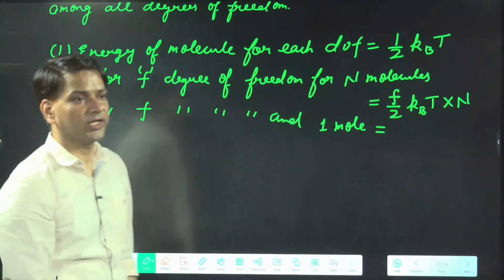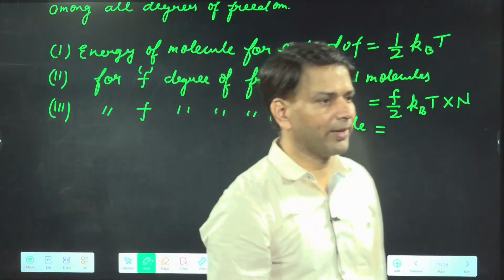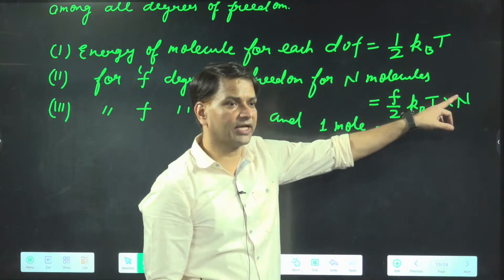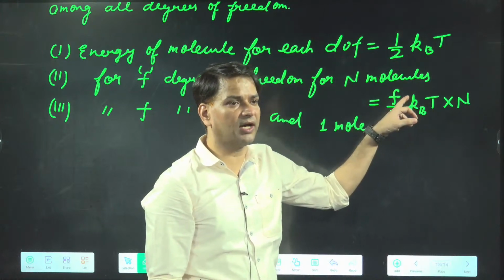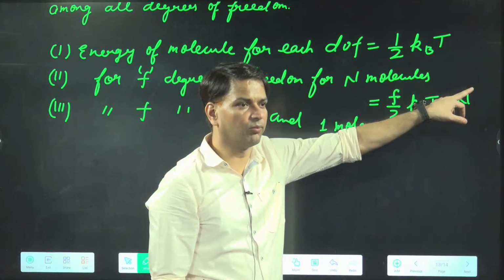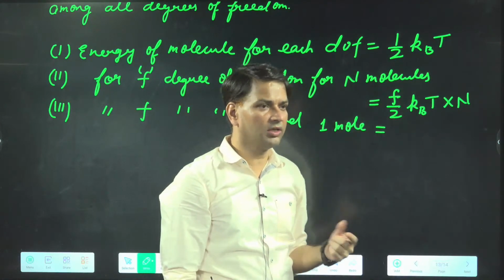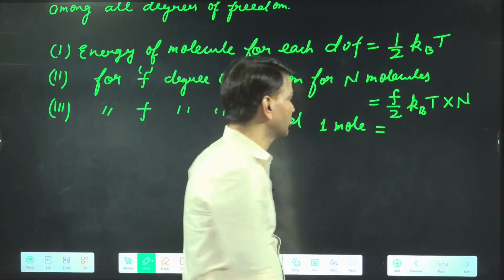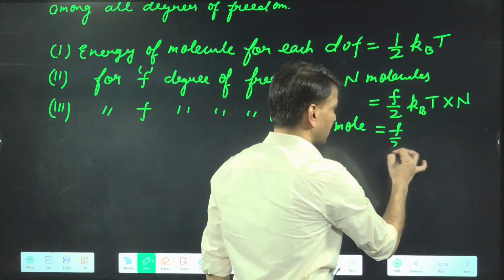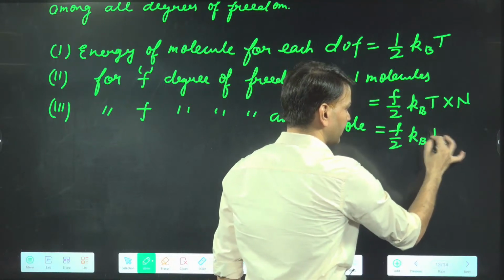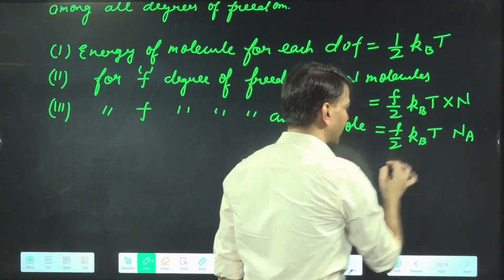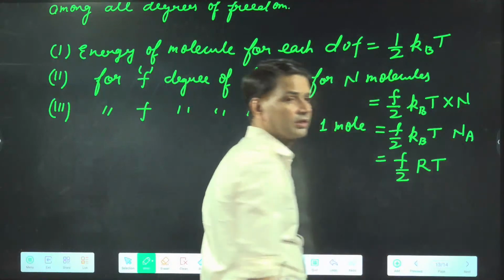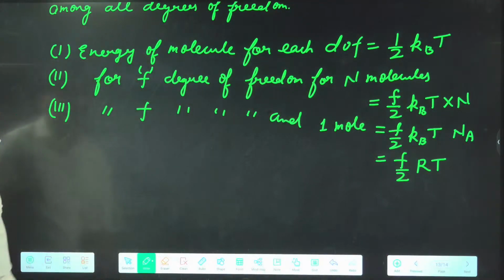For 1 mole, what will you get? 1 mole means how many molecules? Avogadro number. So N you will say Na, and Na into Kb is R. For 1 mole, the number of molecules is Na, the Avogadro number. So you can say f by 2 Kb into T into Na, and Kb into Na I can say R. So what you will get? f by 2 R into capital T.